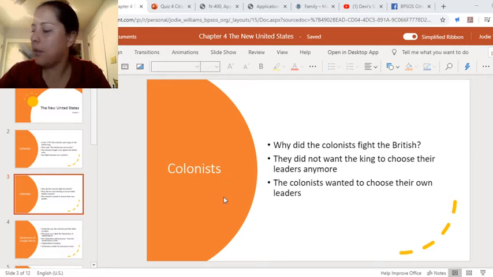Okay, so next we have page 51, colonists. Why did the colonists fight the British? They wanted to be free. They did not want the king to choose their leaders anymore, okay? So the colonists fought the British because they did not want the king to choose their leaders anymore. Next, the colonists wanted to choose their own leaders. Okay, so they fought the British because they wanted to choose their own leaders.